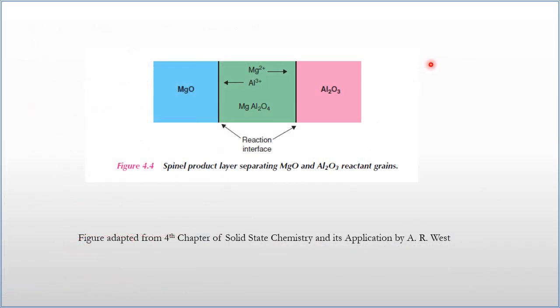You can see here the first interface will be between MgO and aluminum oxide. Then the movement of aluminum will be towards this side where it can interact with MgO, and the magnesium ion will move towards the alumina side, and the reaction will take place. And at this place, the product will start building up.